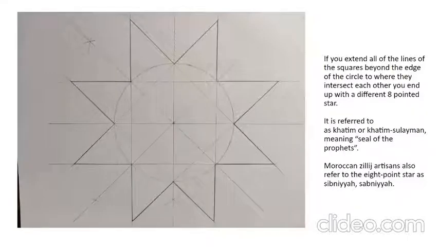Many people believe that's why, but maybe it's just because of the way it looks, that it is called the seal of the prophet. The Moroccan mosaic tile artisans actually have a very specific name for the star just because it is used so commonly with mosaic tile designs.